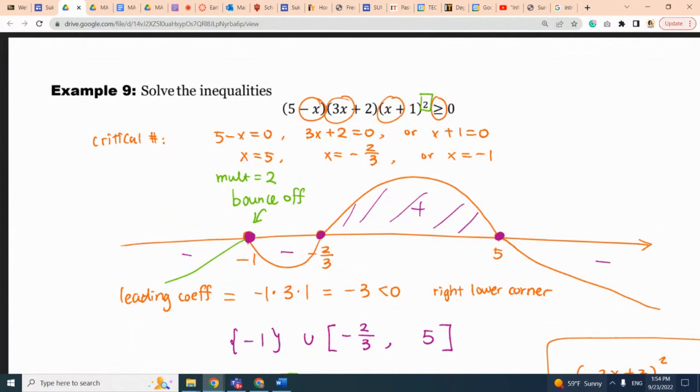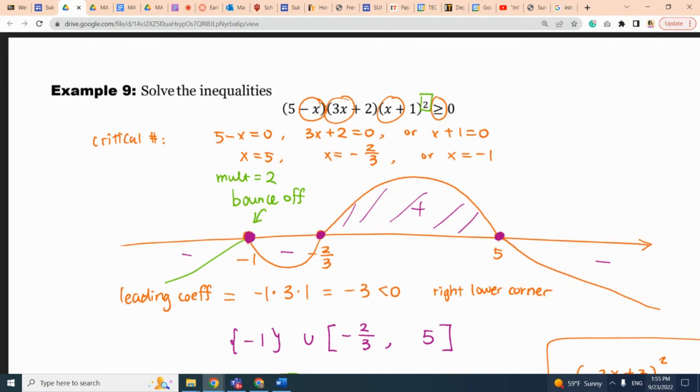Right, everybody? Leading coefficient. You see this factor's leading coefficient is -1, and then this is 3, and then this is 1 squared. So that's why it's negative. Negative, so start from the lower right corner. When you reach 5, what happens? Cross, because its multiplicity is 1, which goes up. At -2/3, cross. And at -1, bounce off.